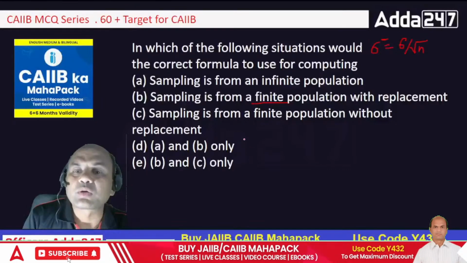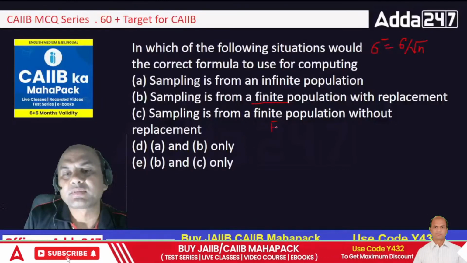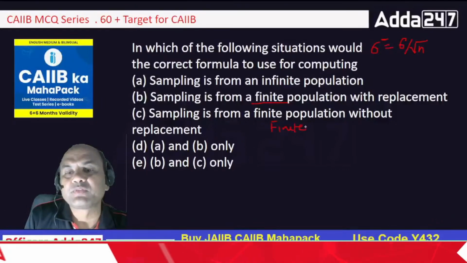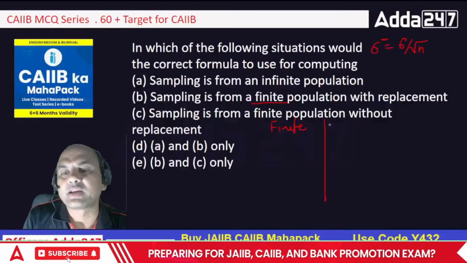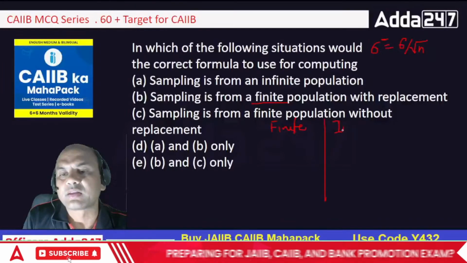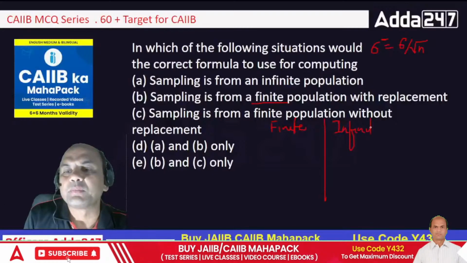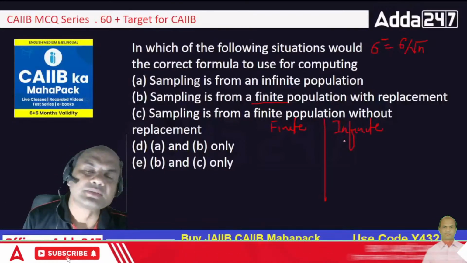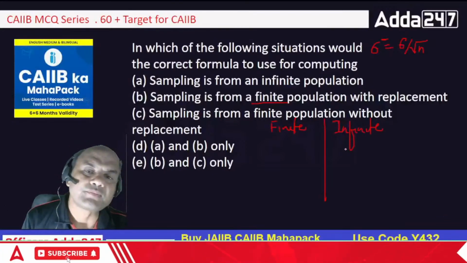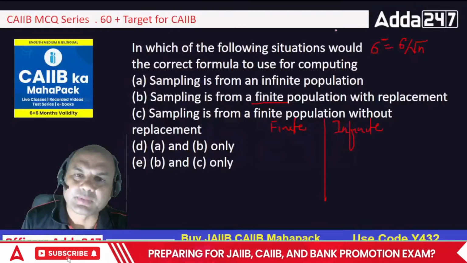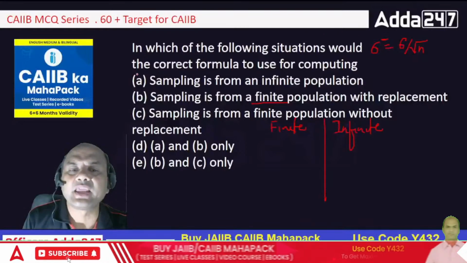Remember, there are two populations over here. One is finite. Finite means which I can count, and second is infinite. So always remember the formula for infinite is very easy. How many of you know? First let me get the answer from you. Is it A or B?